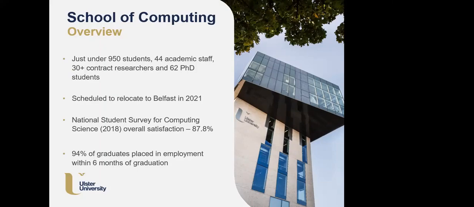Two other statistics that are interesting to note: in 2018, the satisfaction of our students studying computer science overall was 87.8%. So we were obviously very, very happy with that. And the university's figures indicate that 94% of graduates are placed in employment within 6 months of graduation.